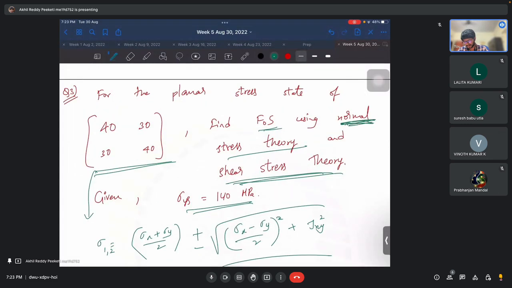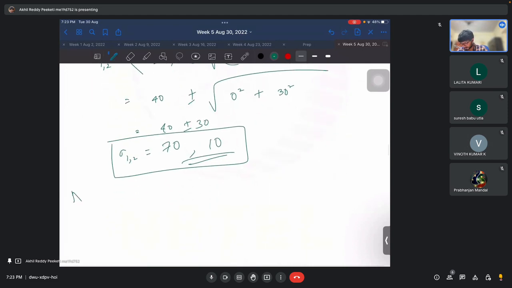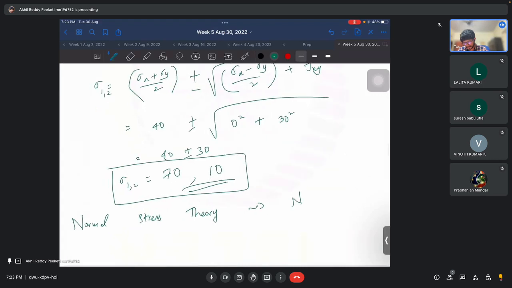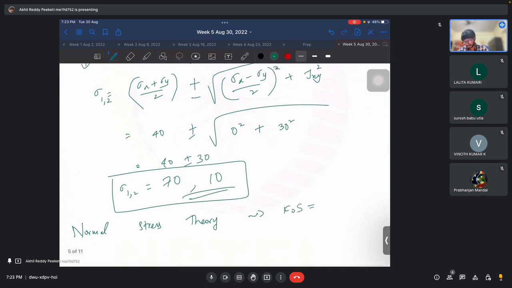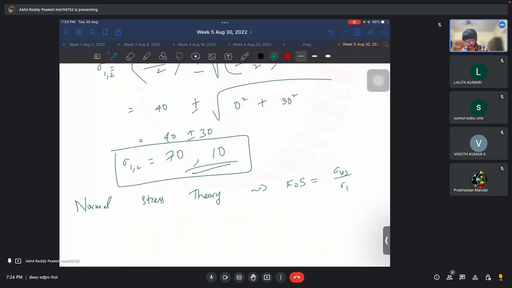Now we need to apply normal stress theory. If it is normal stress theory, the maximum stress which you are getting, the principal stress, should be less than the yield strength, directly in the normal stress. So the factor of safety, let's write it as f of s, is equal to sigma ys by sigma 1. So this is sigma 1. So 140 by 70, so 2.